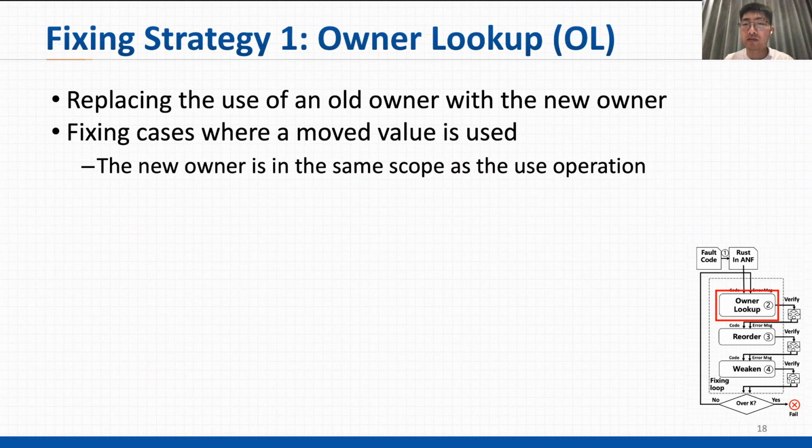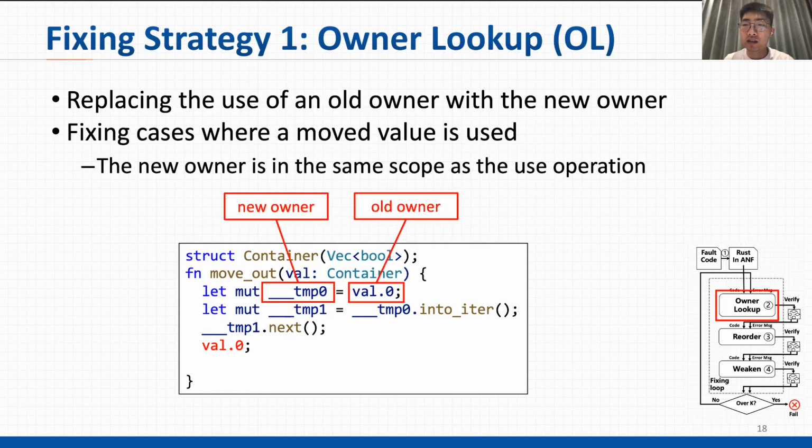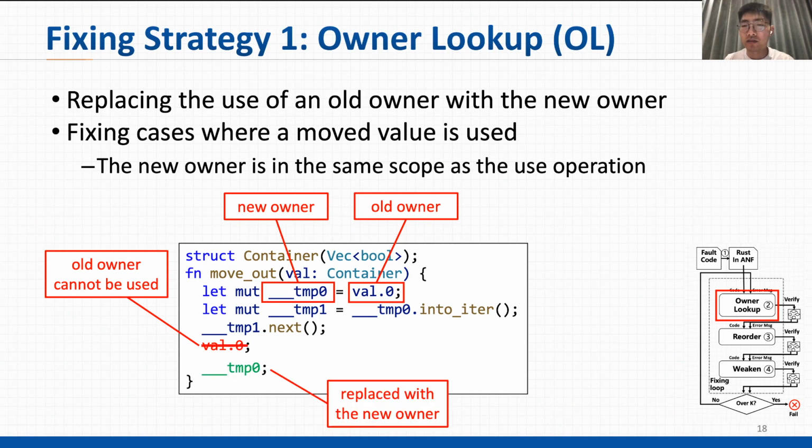The first strategy is owner lookup. This strategy tries to replace the use of an older owner with a new owner. For the example, val.0 is moved to temp0, but val.0 is used after move. Owner lookup tries to replace val.0 with temp0 to solve this violation. But the Rust compiler says the code is still uncompilable. Then Rust-lancet starts to try the next strategy.